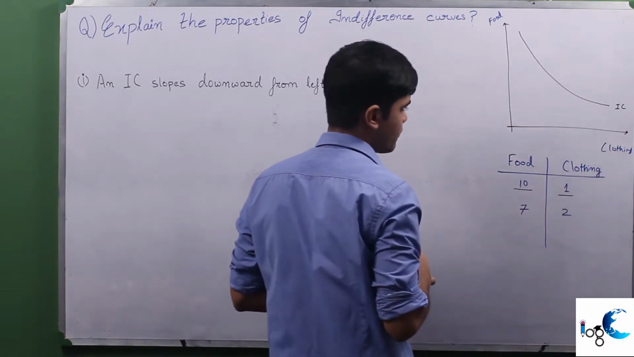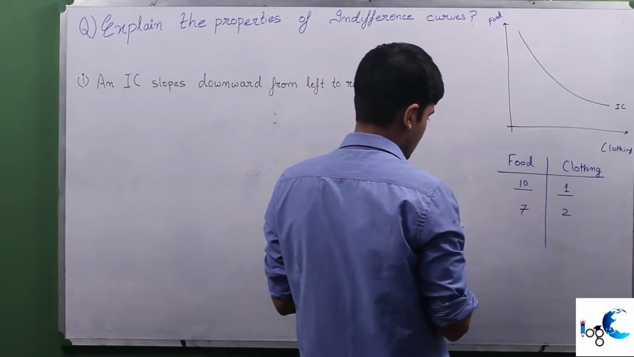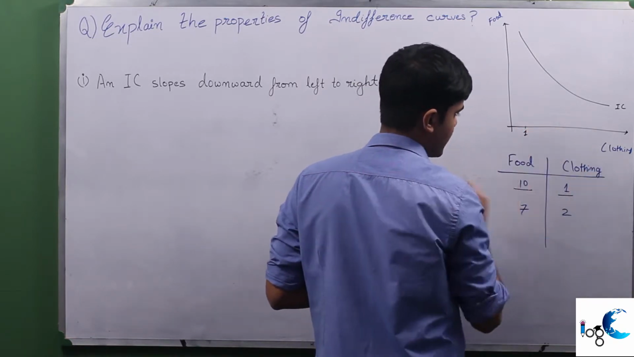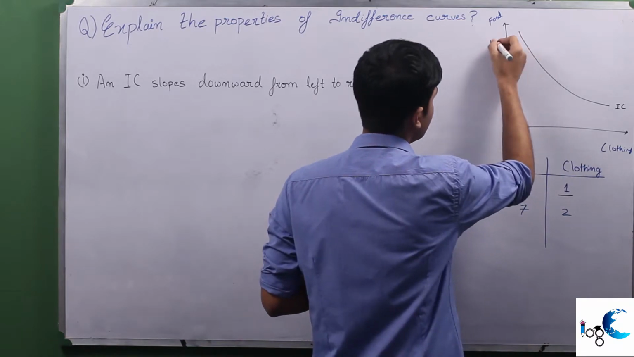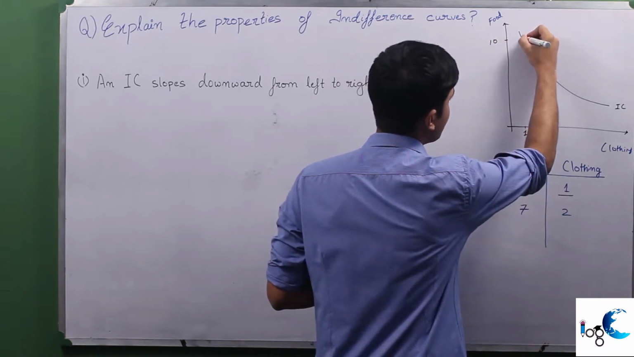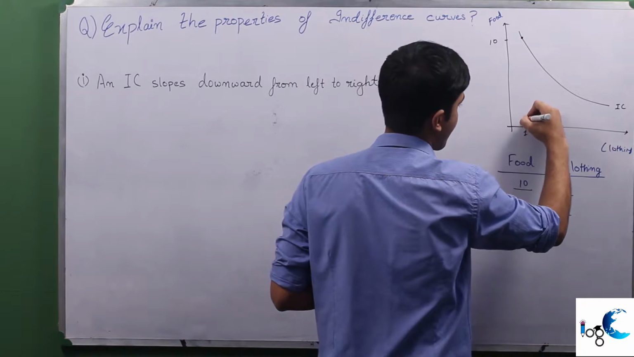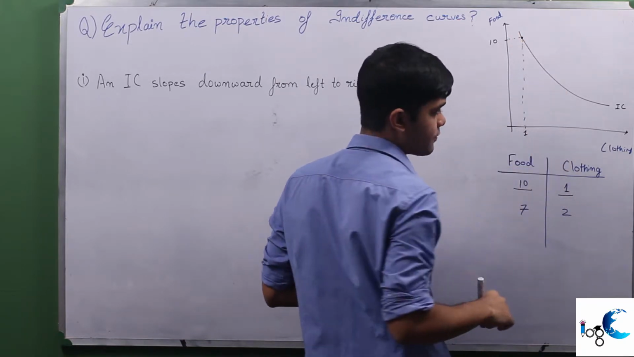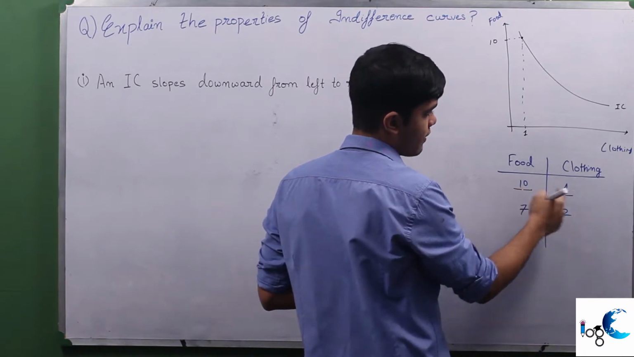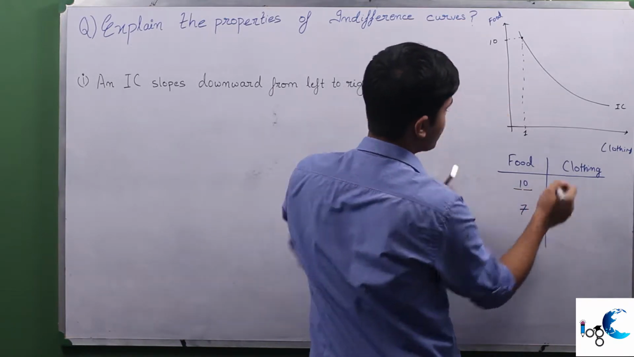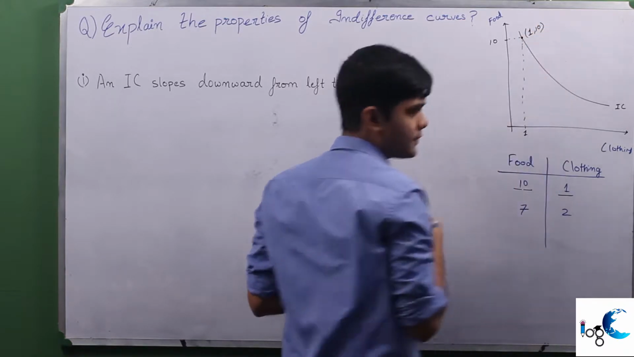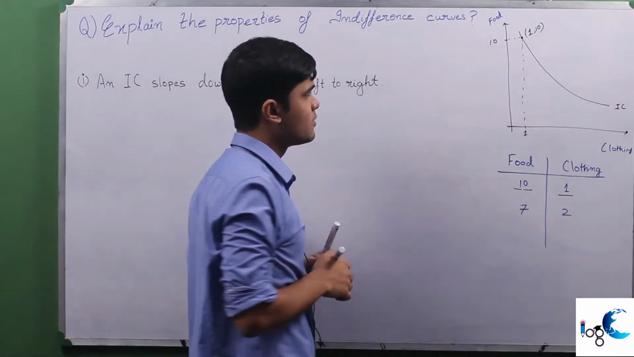Anything will do. So we had 10 units of food and 1 unit of clothing. So 1 unit of clothing may be over here, and 10 units of food may be over here. So this is the point we are getting, 10 units of food and 1 unit of clothing. So this combination is 1, 10.